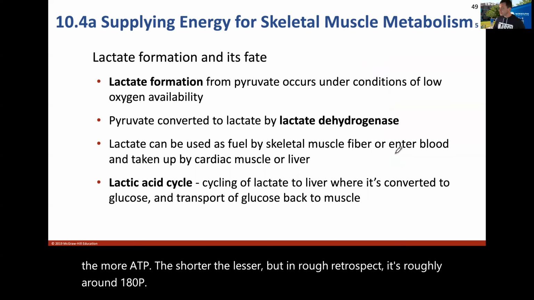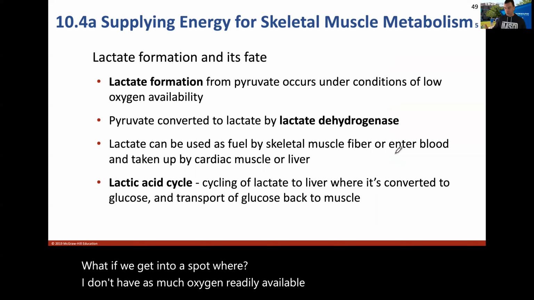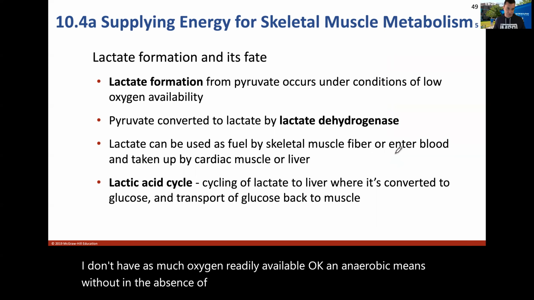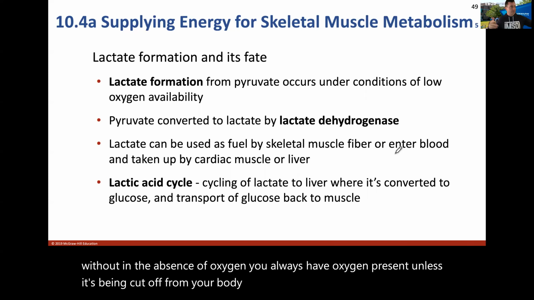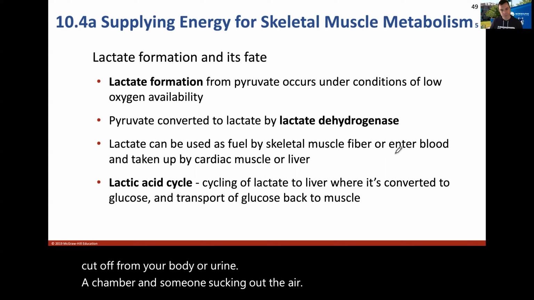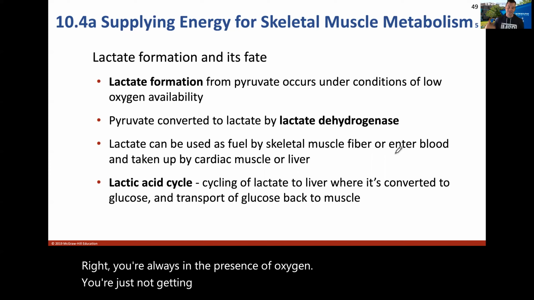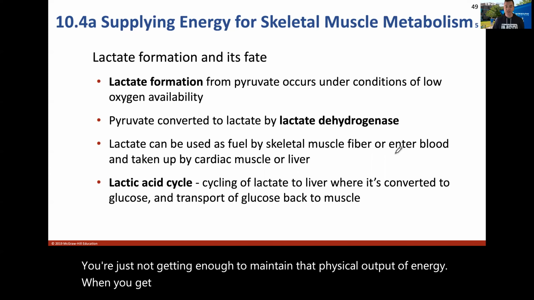What if we get into a spot where I don't have as much oxygen readily available? Okay, and anaerobic means in the absence of oxygen. You always have oxygen present unless it's being cut off from your body, or you're in a chamber and someone's sucking out the air, right? You're always in the presence of oxygen. You're just not getting enough to maintain that physical output of energy. When you get into that kind of state, here is what happens.